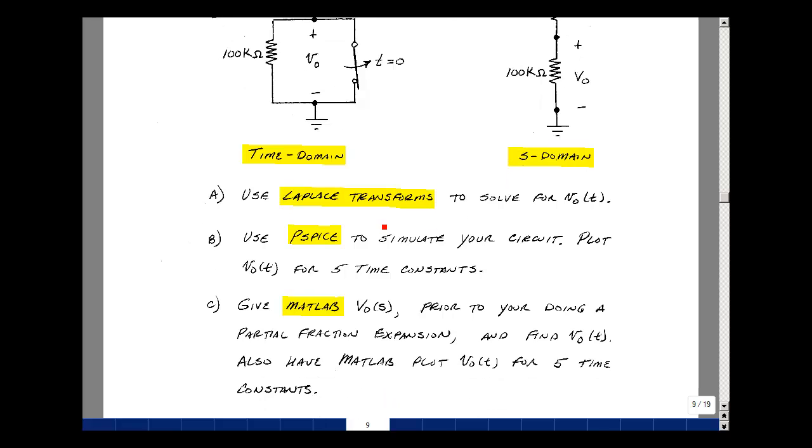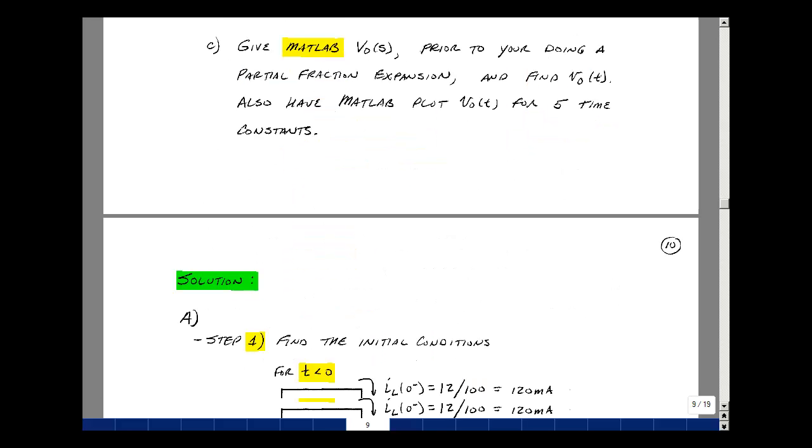First, use the Laplace transforms to solve for V out of t. Second, use PSpice to simulate your circuit and plot V out of t for 5 time constants. And then lastly, give MATLAB V out of S prior to doing a partial fraction expansion and have it find V out of t. And then also have MATLAB plot V out of t for 5 time constants.